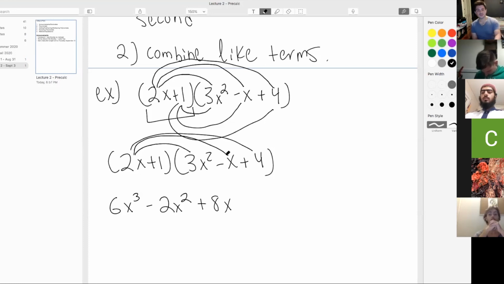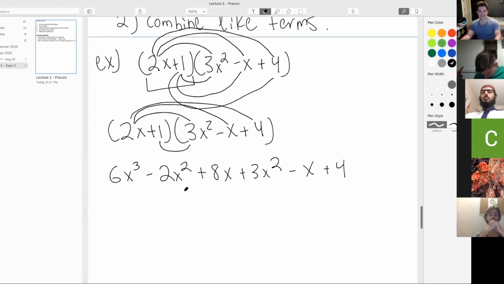Okay, now let me just repeat the process with the 1. Well, that's pretty simple because anything multiplied by 1 is itself. So 1 times 3x squared is 3x squared. 1 times negative x is negative x. And 1 times 4 is positive 4. Okay? And the next step, so now you combine like terms.